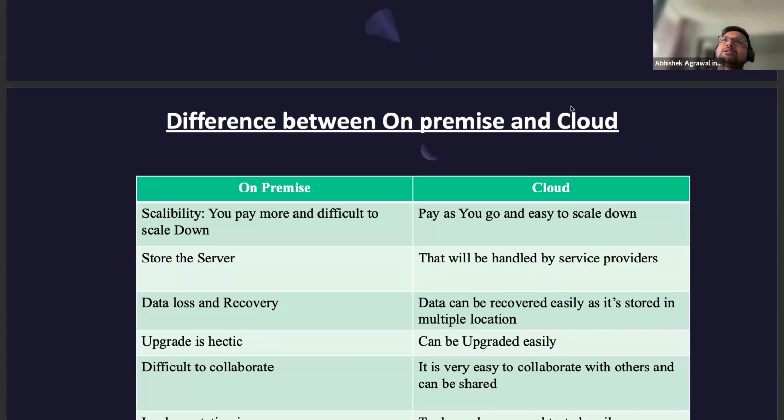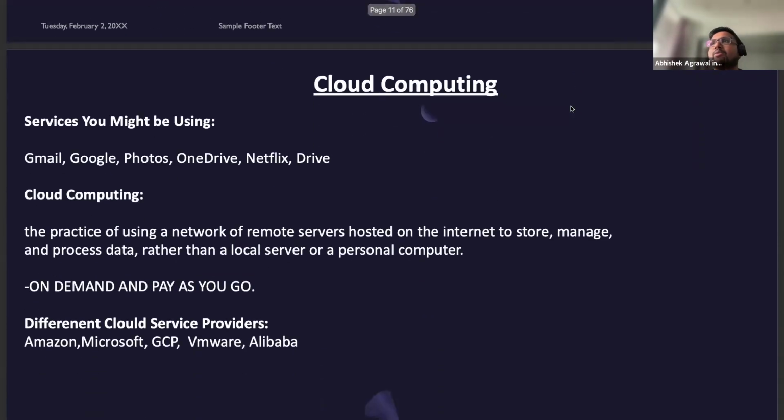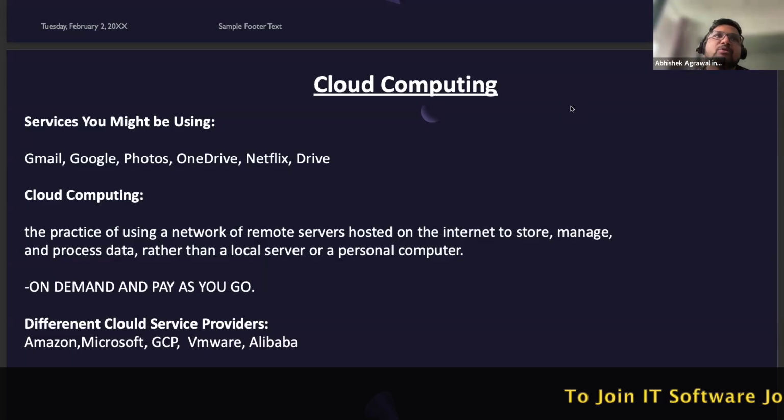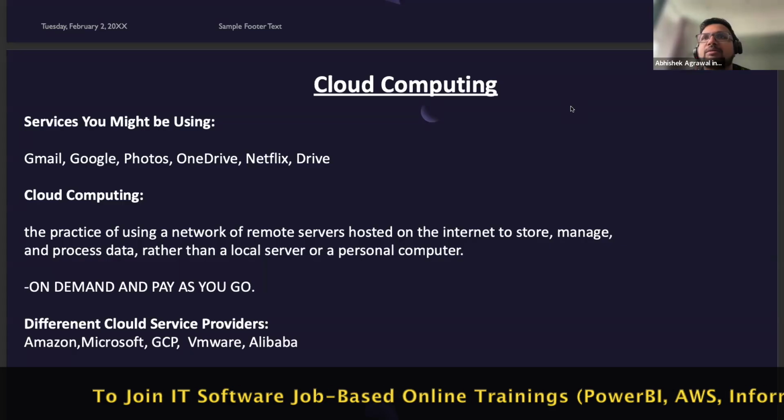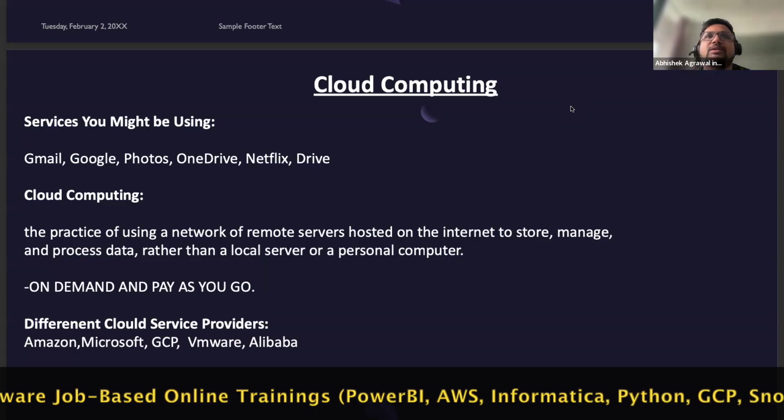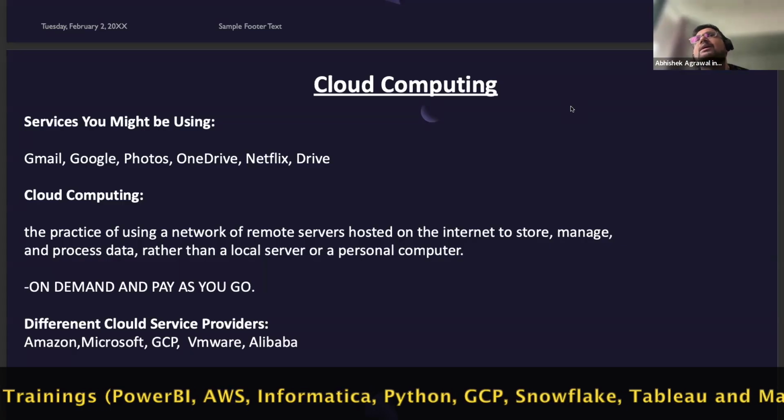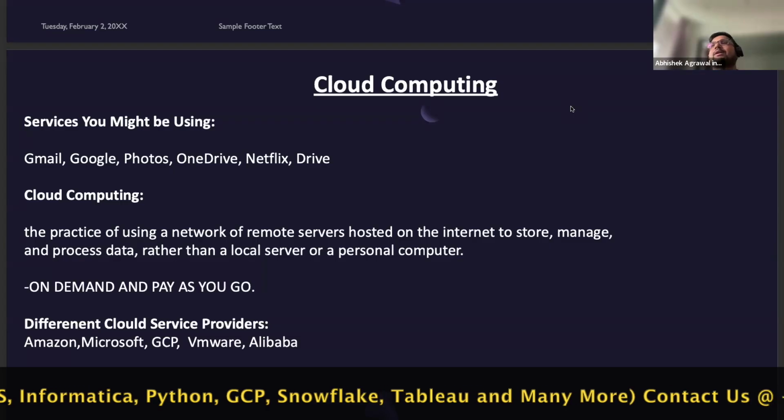What is cloud? Cloud is nothing but you're not accessing your own computer, you're accessing someone else's computer on a pay-as-you-go basis and on demand. I am not using my computer. I am using computers provided by companies like Microsoft, GCP, AWS. I get servers from them and I use those servers. So cloud is the practice of using a network of remote servers hosted on the internet to store, manage, and process data rather than your local computer. That is what cloud is, and that is why it is important.